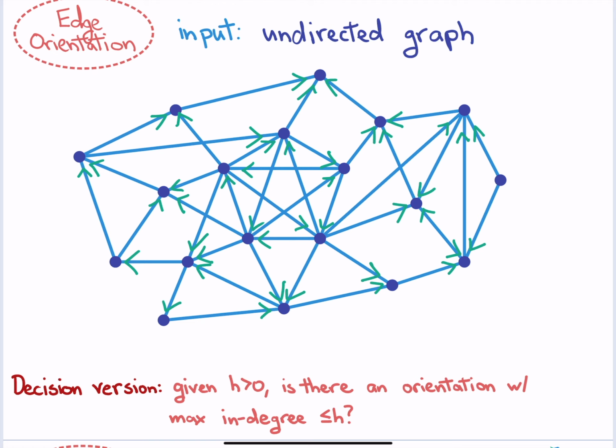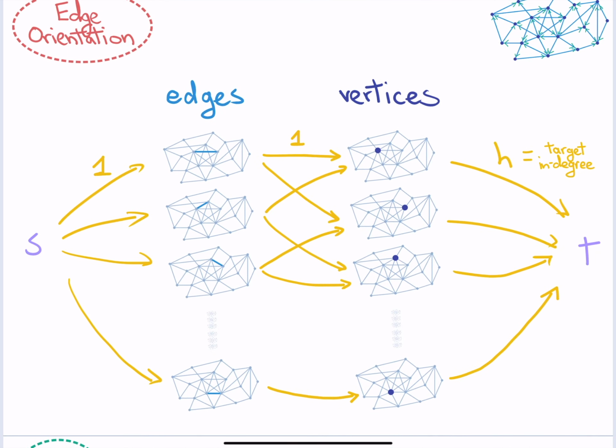Not quite. Anyone else want to guess? Well, think of it this way. For each edge, it needs to pick one of the 2 endpoints, and each endpoint can only be picked h times. It's sort of like an assignment problem. I'm assigning each edge to one of its 2 endpoints, but I don't want any endpoint to get assigned too many times. So we can do something like this.